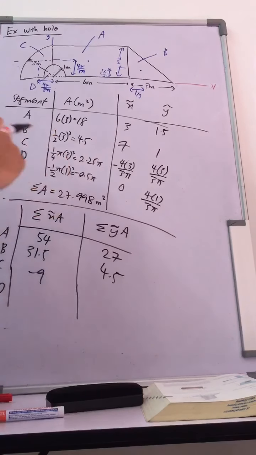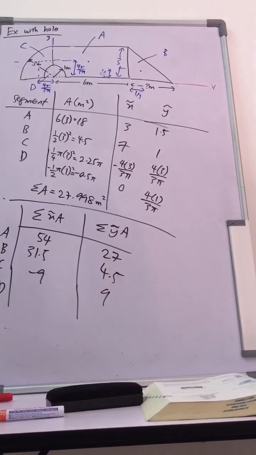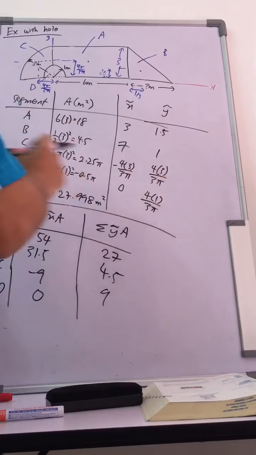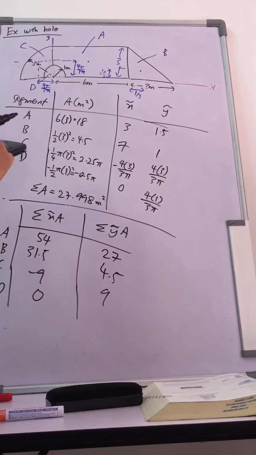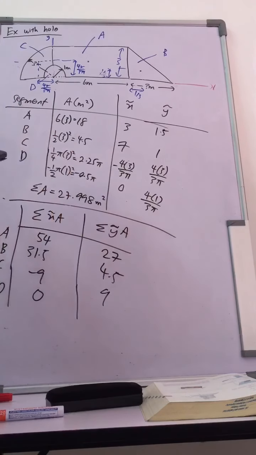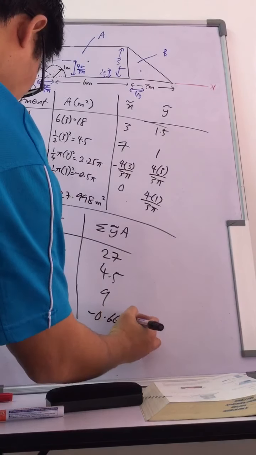And this 4 over π times this, so actually you can cancel the π. 4 times 2.25, which is 9. And then for D, 0 times this is 0. And then for y, it is 4 over 3π times, the π will be cancelled, minus 0.5. So it is minus 0.667.